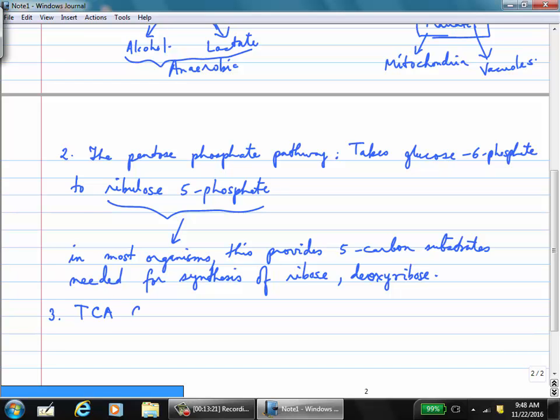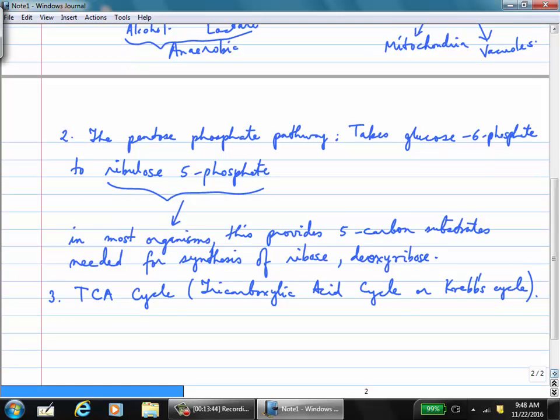cycle. So TCA cycle. This is called the tricarboxylic acid cycle, or it is also called the Krebs cycle. And I believe the person who discovered it did get a Nobel Prize, right?